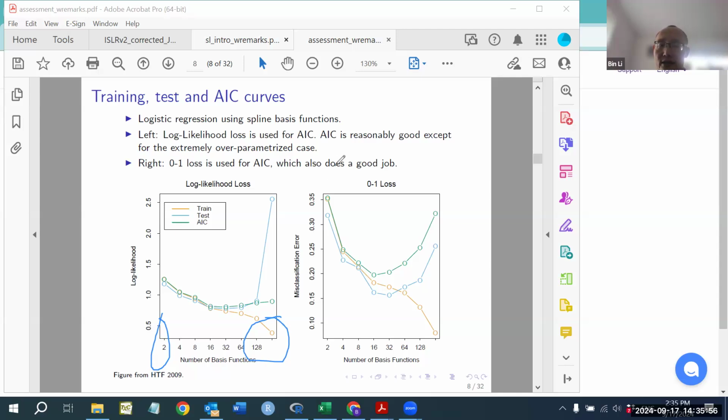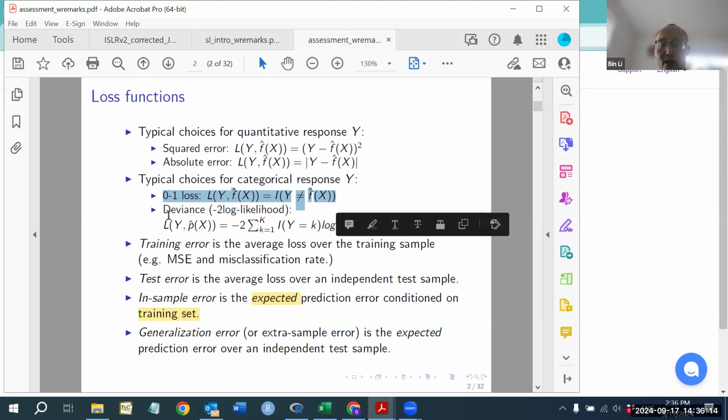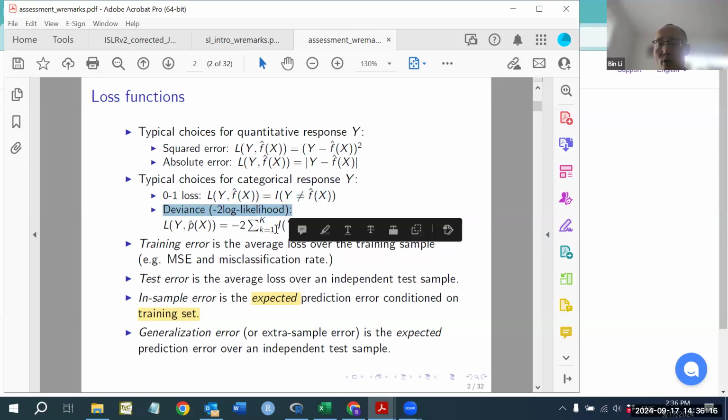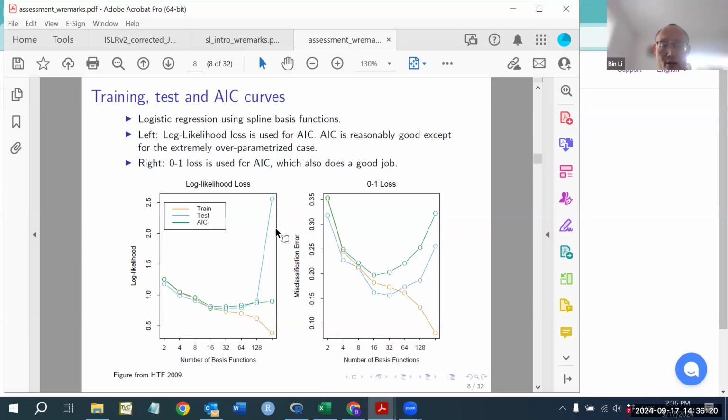This one uses the log likelihood, and this one uses another loss function, the 0-1 loss. Remember, for classification we have two loss functions: the 0-1 loss, and the deviance, which is the -2 log likelihood. So that's these two.